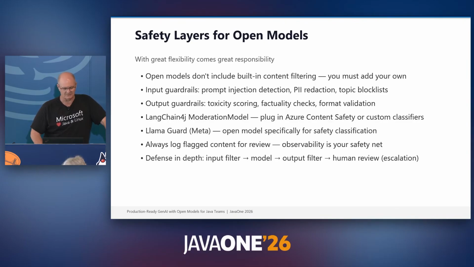Then output guardrails. Is the response that you've got somehow offensive or breaking rules or anything that you don't want returned from your large language model as well? So you evaluate the input and the output all the time. LangChain4j has a moderation model. So moderate is the tool command, and you can just use integration challenges.